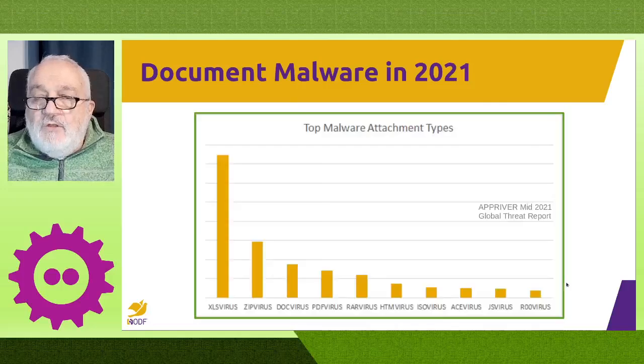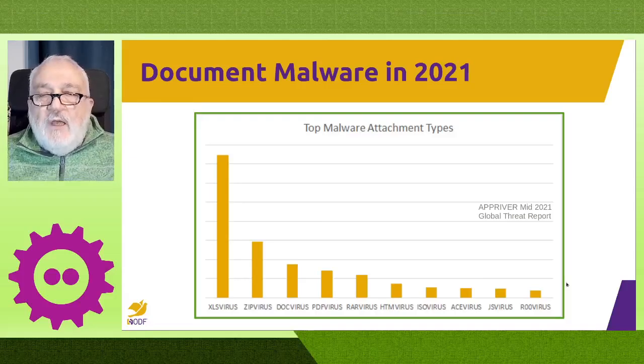And in 2021, AppRiver, in their global threat report, confirmed that the situation has not changed. Numbers between these researches are slightly different, because each research is looking for something different. But if you look at this later one, you see that XLS virus is the first, and doc virus is the third. So we have a lot of malware carried by Excel files and Word files.